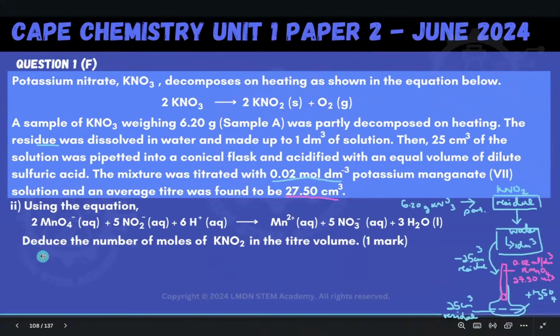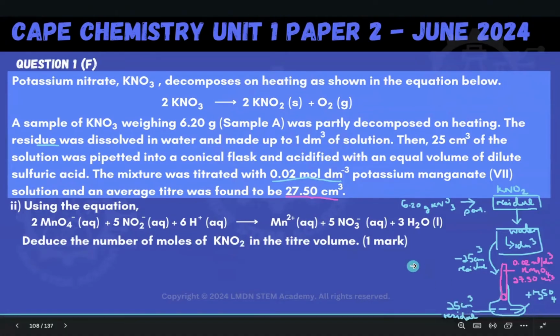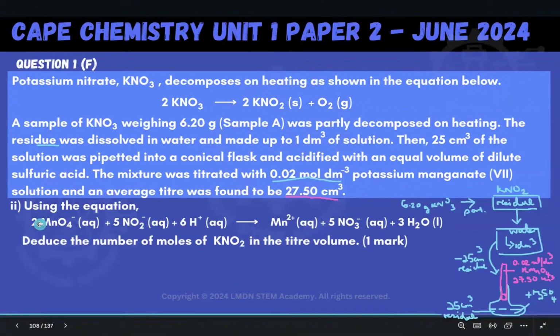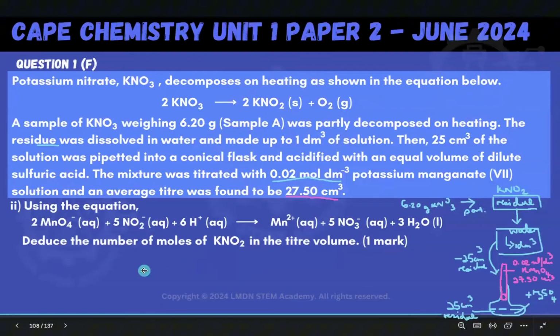And so we're being asked to deduce, just make a deduction, about the number of moles of KNO2 that was in the titer volume. So how many moles of KNO2 was in this volume here? We just calculated how many moles of KMnO4 we put in there to get to that endpoint, or to see a color change. We know how many moles of that we put in there. And so we can use stoichiometry to figure out how many moles of the NO2 must have been in there. So that's what we're going to do.